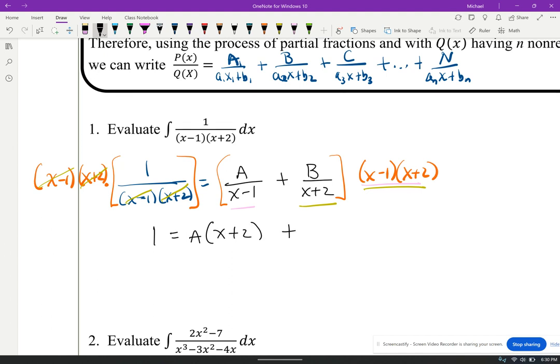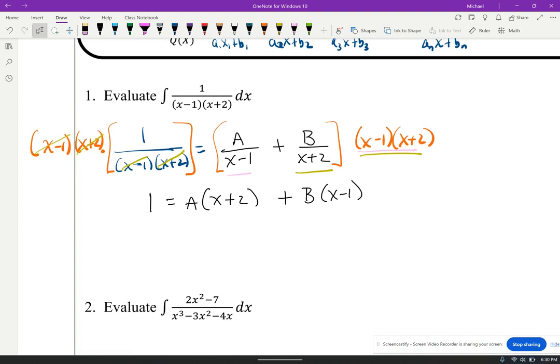Plus, when I multiply these two, the x plus 2s are going to cancel, and I'm left with b times x minus 1. So what happened? I got rid of my fractions, right? My denominators are gone. But here's how we're going to use this idea. We said that this was true for any x value. So what we're going to do is select a very specific x value to substitute in here. Specifically, I'm going to choose a value like 1 so that I can eliminate one of these factors.